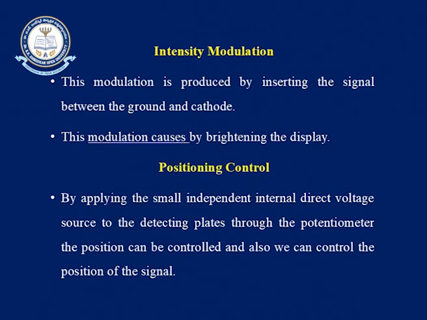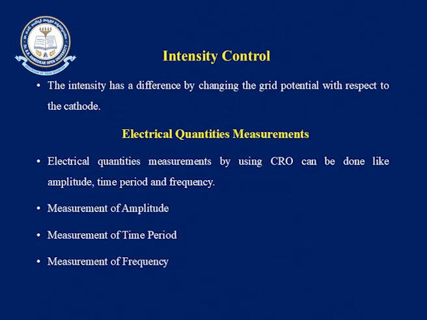At the same time, positioning control is done by a small independent internal direct voltage source. Through the potentiometer, the position of the detecting plates can be controlled, and we also control the position of the signals. Intensity control has also already been discussed. This is the change in the grid potential with respect to the cathode rays.